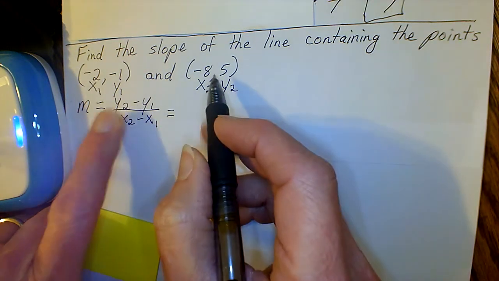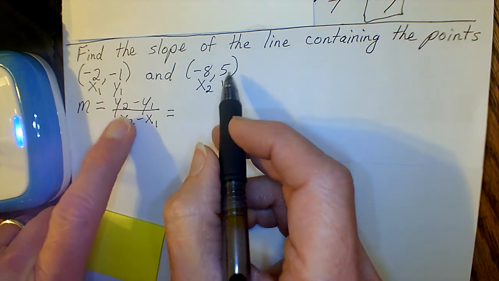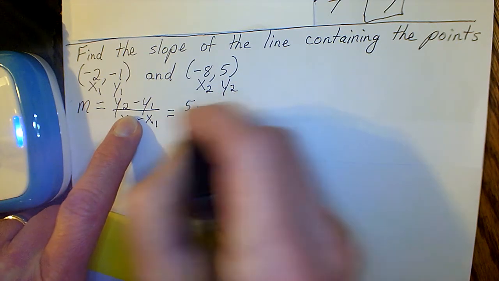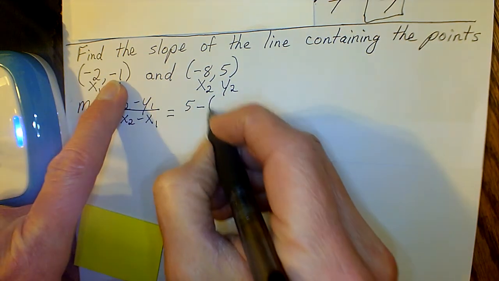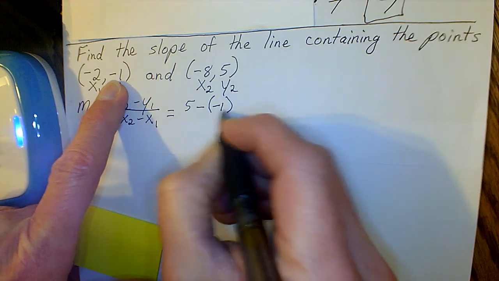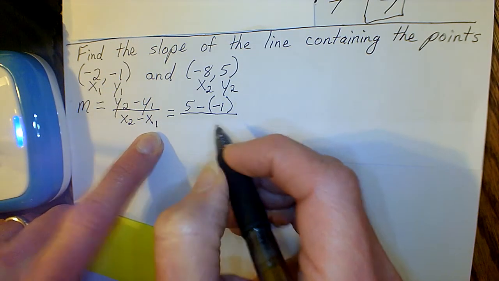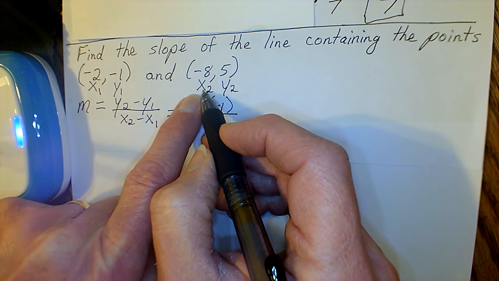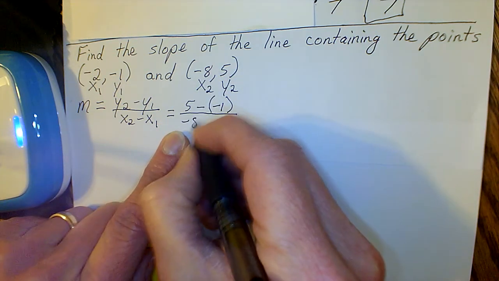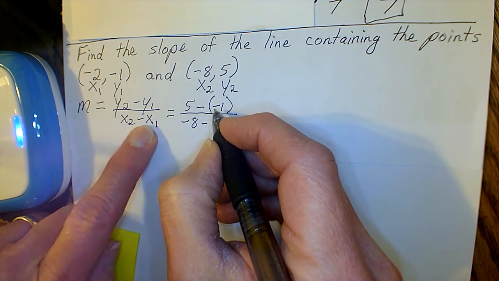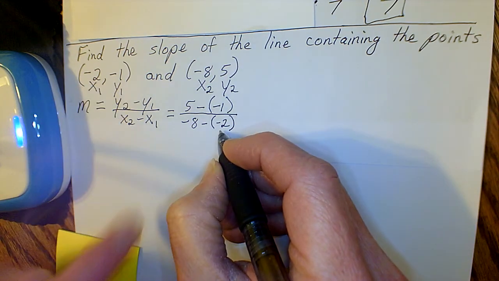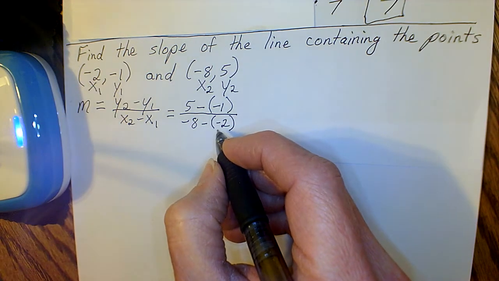Be careful what you're plugging in and where you plug it in. That's where most people make their mistake. So y2 is 5, and we need 5 minus y1. Well, y1 is a negative 1. Put that negative 1 in parentheses so you don't make a sign error. It's another place people make mistakes. Now we need x2, which is negative 8, minus x1, which is negative 2. Again, I'm putting the negative 2 in parentheses so I don't make a sign mistake.